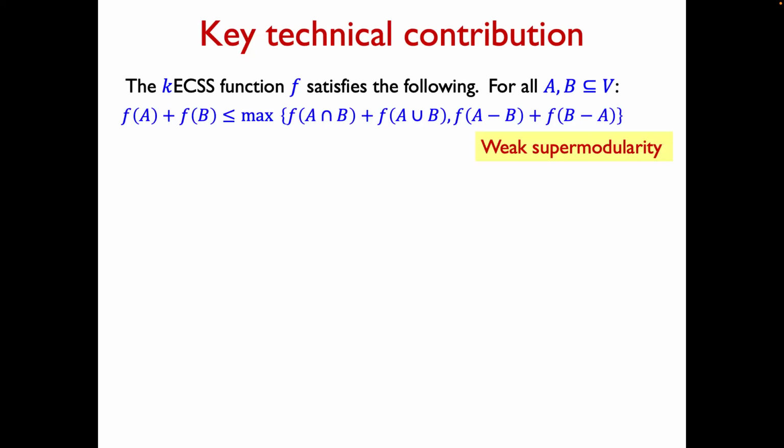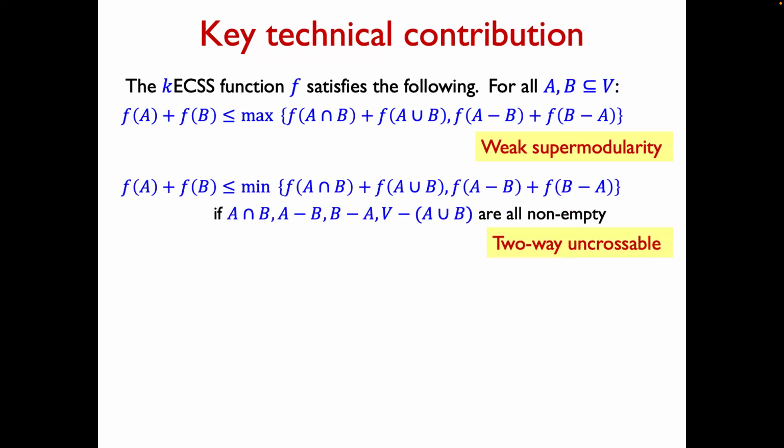Now, if you look at that, you'll see that our f actually satisfies much more. The f value is just k everywhere. So if I had k and k, both of those terms would be at least 2k, provided that none of those sets are empty and A union B is not V. That's called a stronger property, which we call two-way uncrossability. In two-way uncrossability, the max is replaced by min. But you have to take care of the fact that none of these sets are empty and A union B is not V.